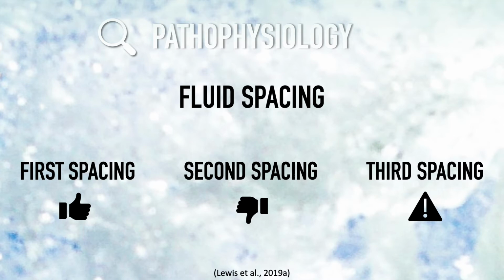We should also talk quickly about fluid spacing. Fluid spacing refers to where the water in our body is located. First spacing is when the water is exactly where it's supposed to be. Second spacing refers to edema, when we have an abnormal accumulation of interstitial fluids. And third spacing happens when water gets to where it isn't supposed to be, and then it gets trapped there, making this fluid unavailable for the functions of the body.